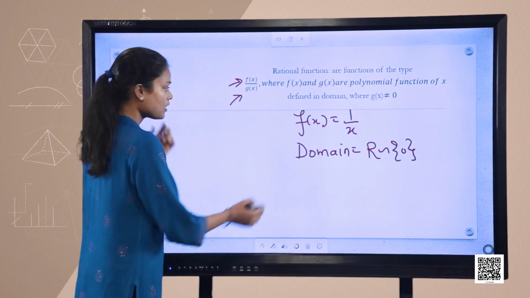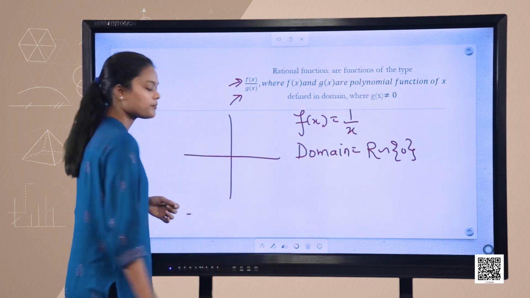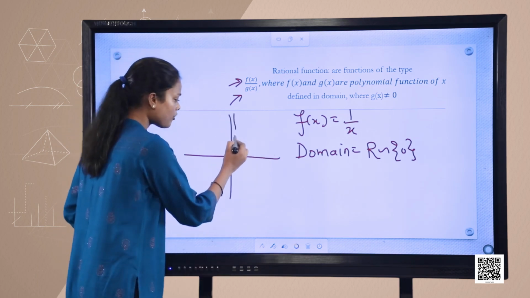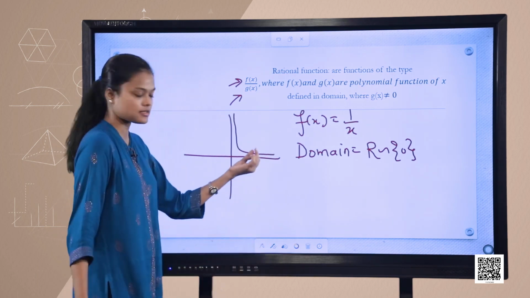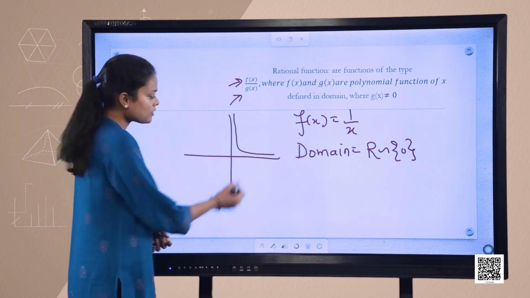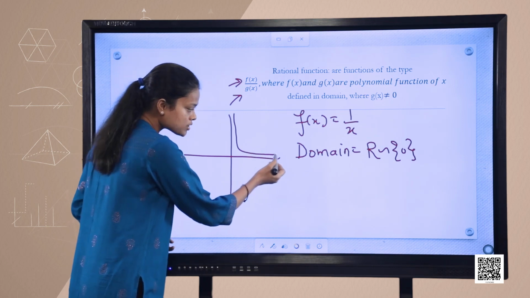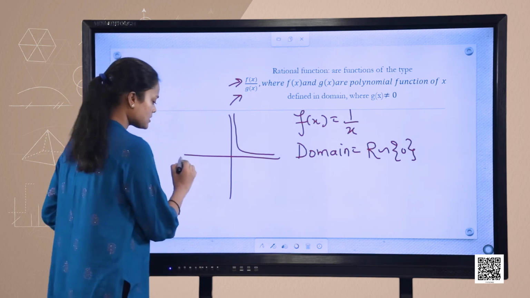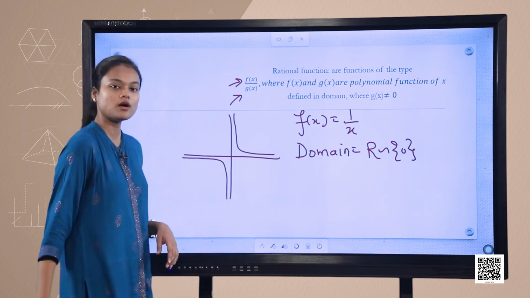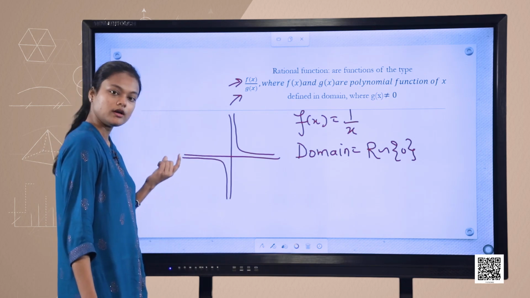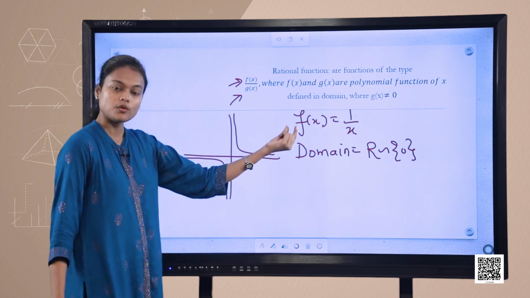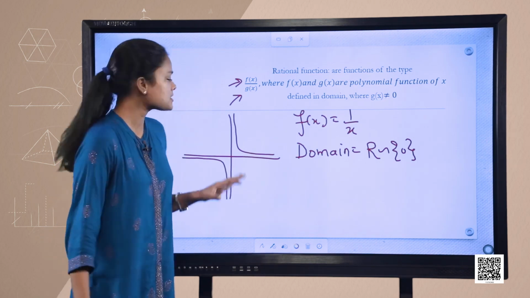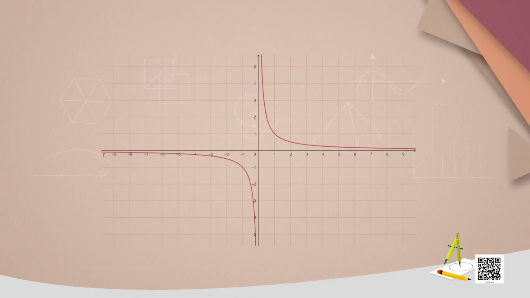Now, on plotting the graph, it is interesting to note that the graph of this function will form like this: whenever we take x bigger and bigger, the value of f(x) will come closer to 0, but it will not be 0. Similarly, when we take the value of x smaller and smaller, the value of f(x) will be closer to 0, but it will not be 0 again. Such a graph is said to be a rectangular hyperbola.